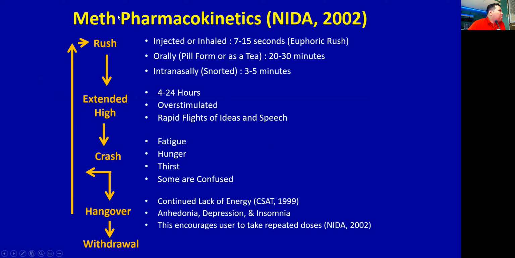So what is meth pharmacokinetics? When you take meth, there's a rush. The most common form of intake is snorted. It can also be inhaled, using a device. Then there's an extended high when the person is overstimulated and has rapid flights of ideas or speech. And then a crash. Some people, before the crash, take it again, so there's a rush again. So that's a cycle. But if they crash, what follows is hangover and withdrawal.